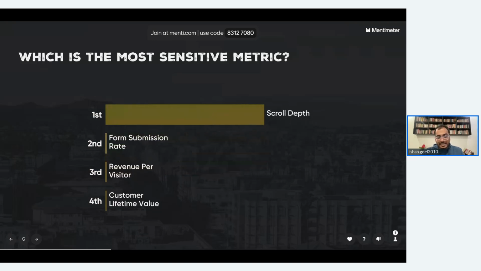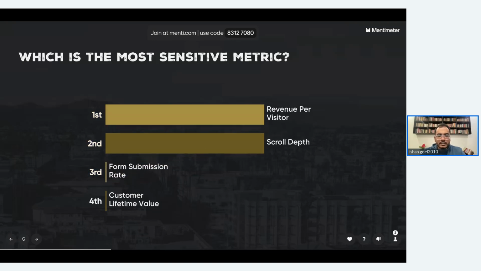Great. I think, yes, scroll depth is the answer. Anyone else giving it a jab? No. Okay. Great. I'll move to the next question. Suppose this one is fine.